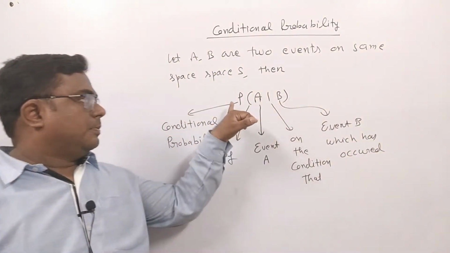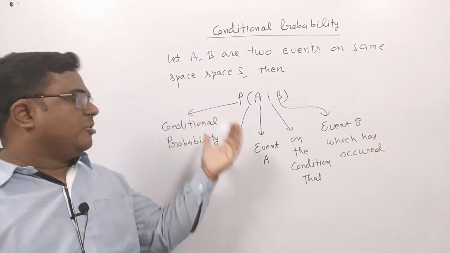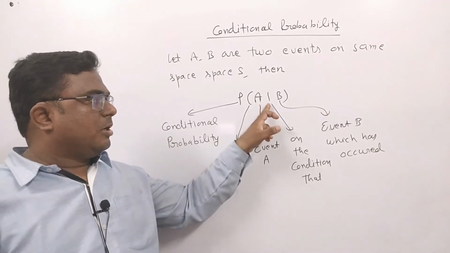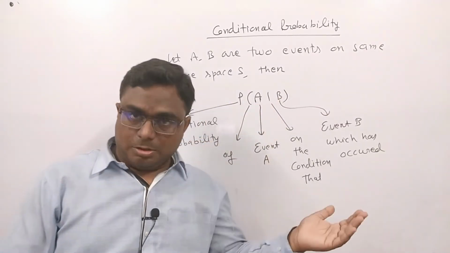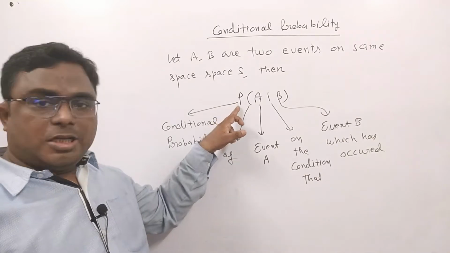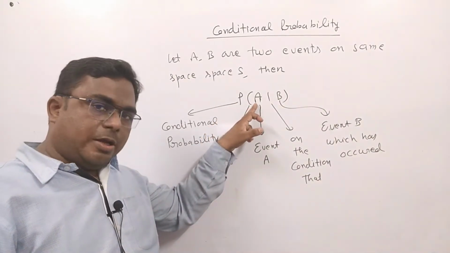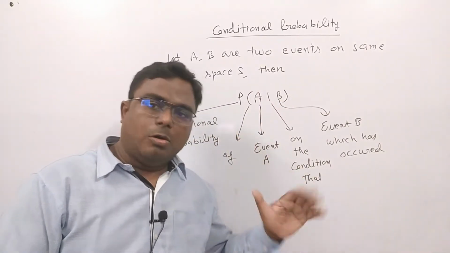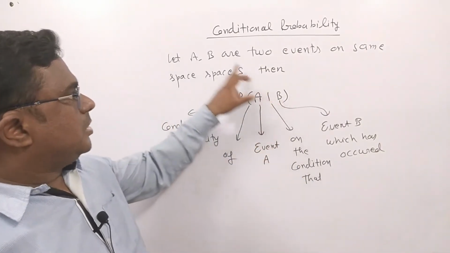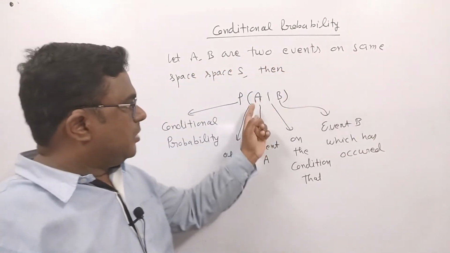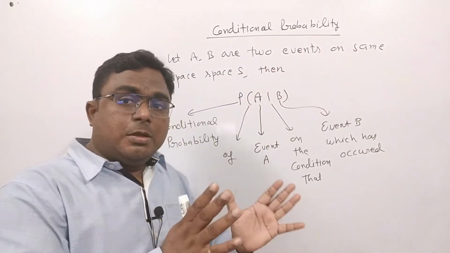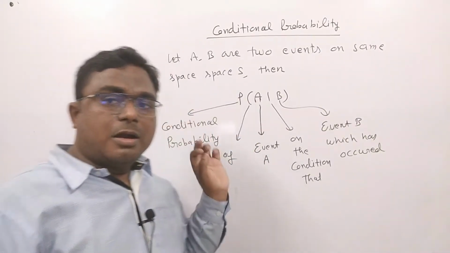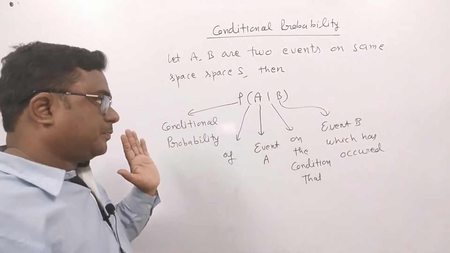So in this symbol, if we read it in continuation, it means conditional probability of the event A on the condition that event B has occurred. Let us repeat. Conditional probability of event A on the condition that event B has already occurred. Here A and B are two events in which the event B has already occurred and you are finding the conditional probability of the event A.